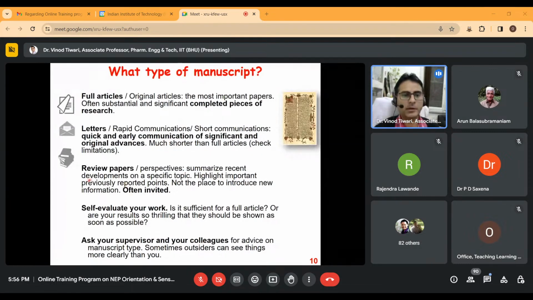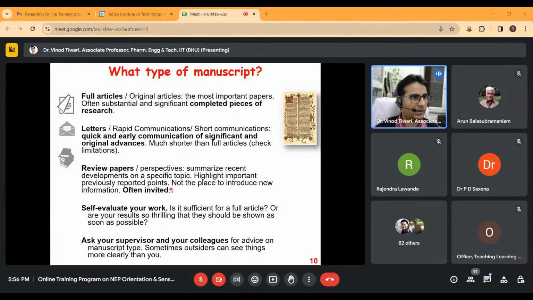Now, the third type of publication is a review paper. We also call it perspective. Most of the time, good review articles are generally invited by the editors-in-chief or editors of the big journals like Nature, Cell, Science. They are solicited basically. Invited means solicited, and they are generally invited to the people who are experts in that particular domain.